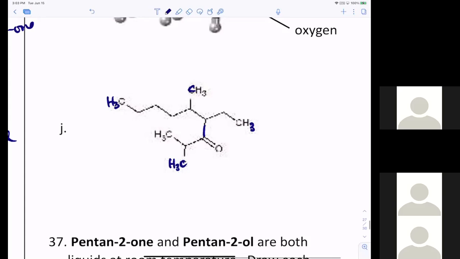Now where's the parent chain? 1, 2, 3, 4, 5, 6, 7, 8, 9, maybe? 9 carbons. And then I see 2 kinds of branches. I see 1 carbon branches and I see a 2 carbon branch. Put it together.